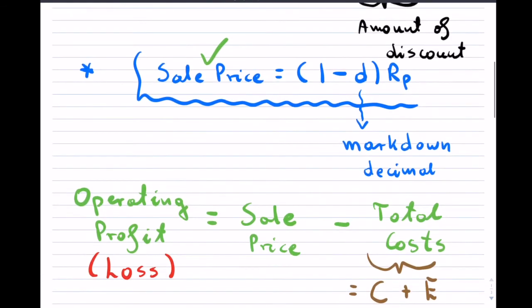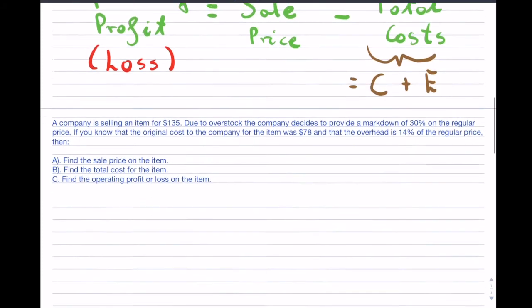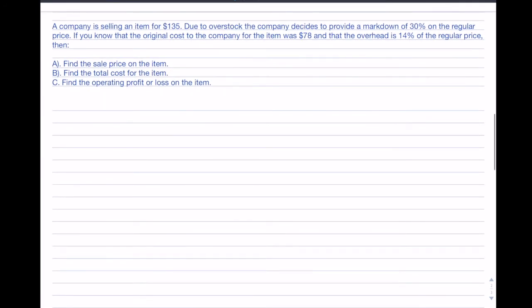And it should make sense to you that whatever you sell the item for, minus all the costs that you had, would give you your profit, or possibly a loss if you have reduced the price too much. So let's see this in action. All right, here's an example that I have. A company is selling an item for $135. So this would be your regular price.